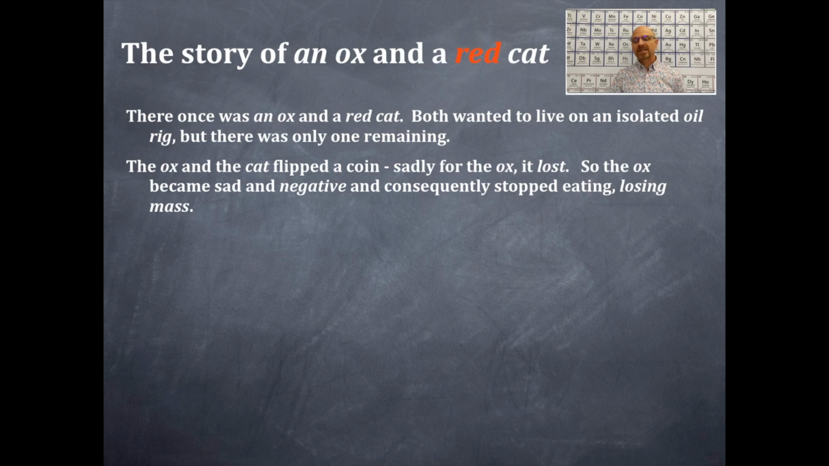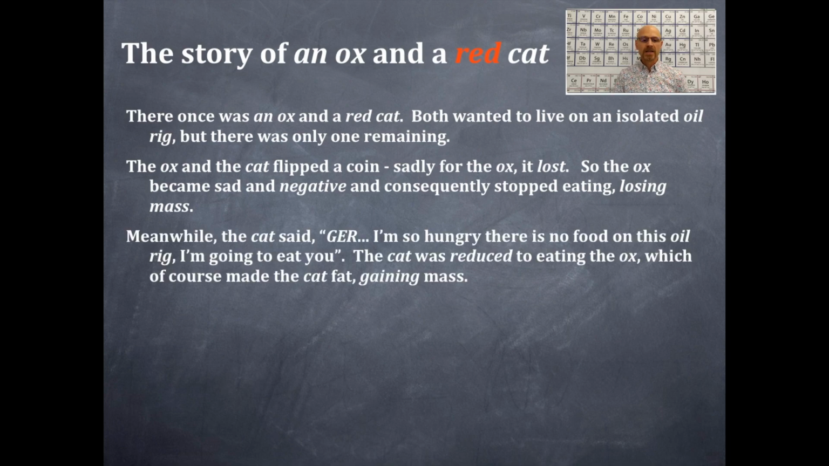So the ox became sad and negative, of course, because anodes are negative. And consequently it stopped eating, losing mass, because anodes lose mass. That's why they're negative, because anodes lose mass. Meanwhile, the cat said, "Grrr, I'm so hungry. There is no food on this oil rig. I'm going to eat you." The cat was reduced to eating the ox, which of course made the cat fat, gaining mass.